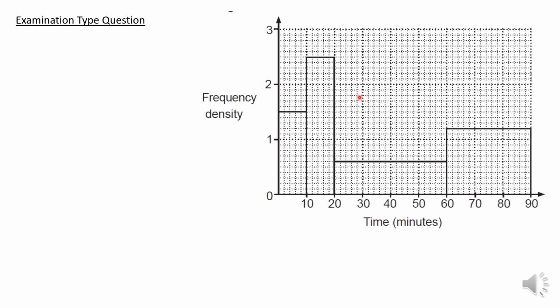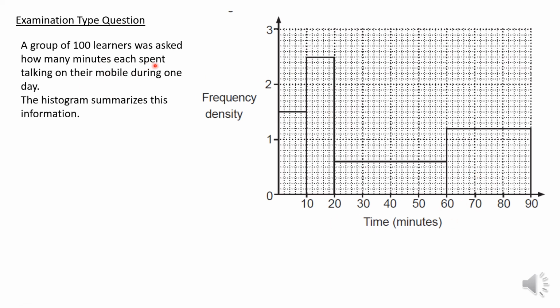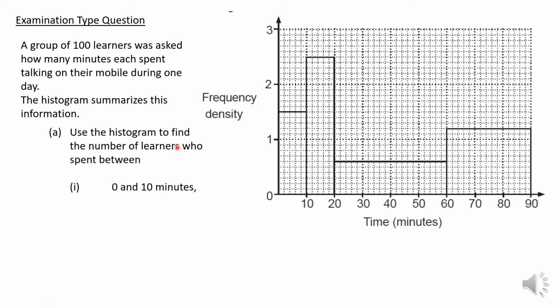Okay, so we have a histogram here, and as you can see, it's completed. We've got time and then the frequency density. A group of 100 learners were asked how many minutes each spent talking on their mobile devices. The histogram gives a summary of that information. Then you're supposed to use the histogram to find the number of learners who spent between 0 and 10. That is the first rectangle here.